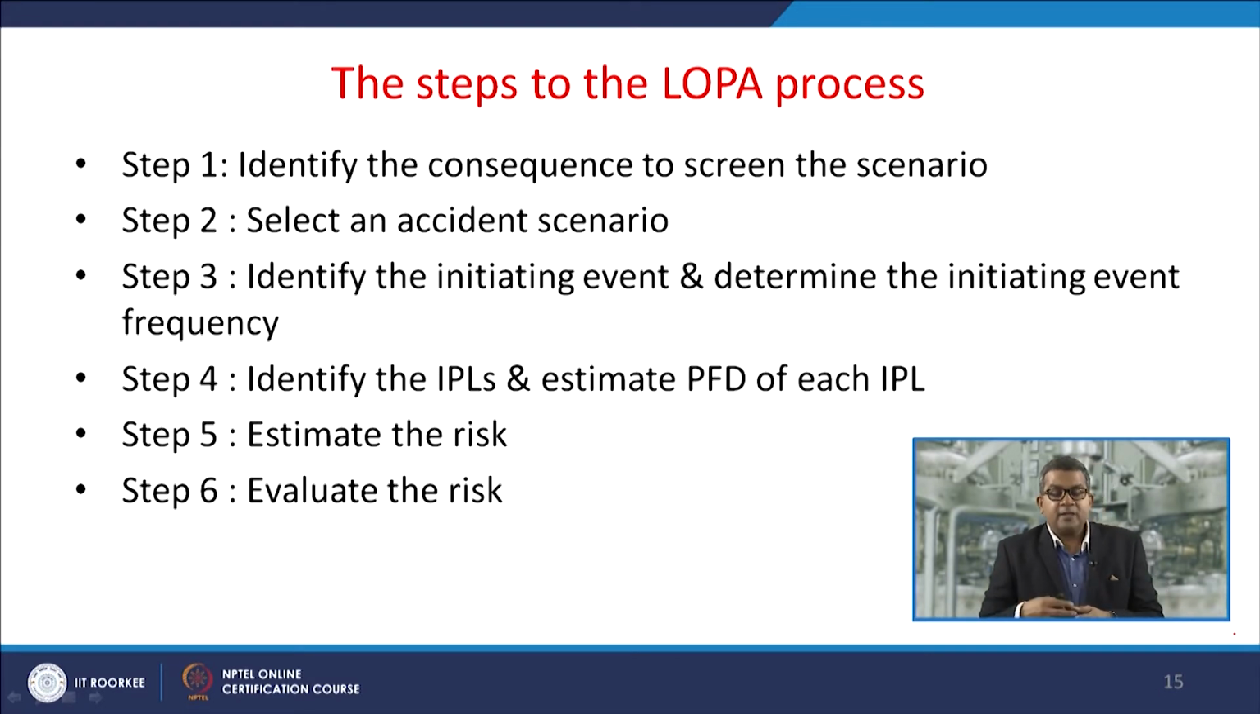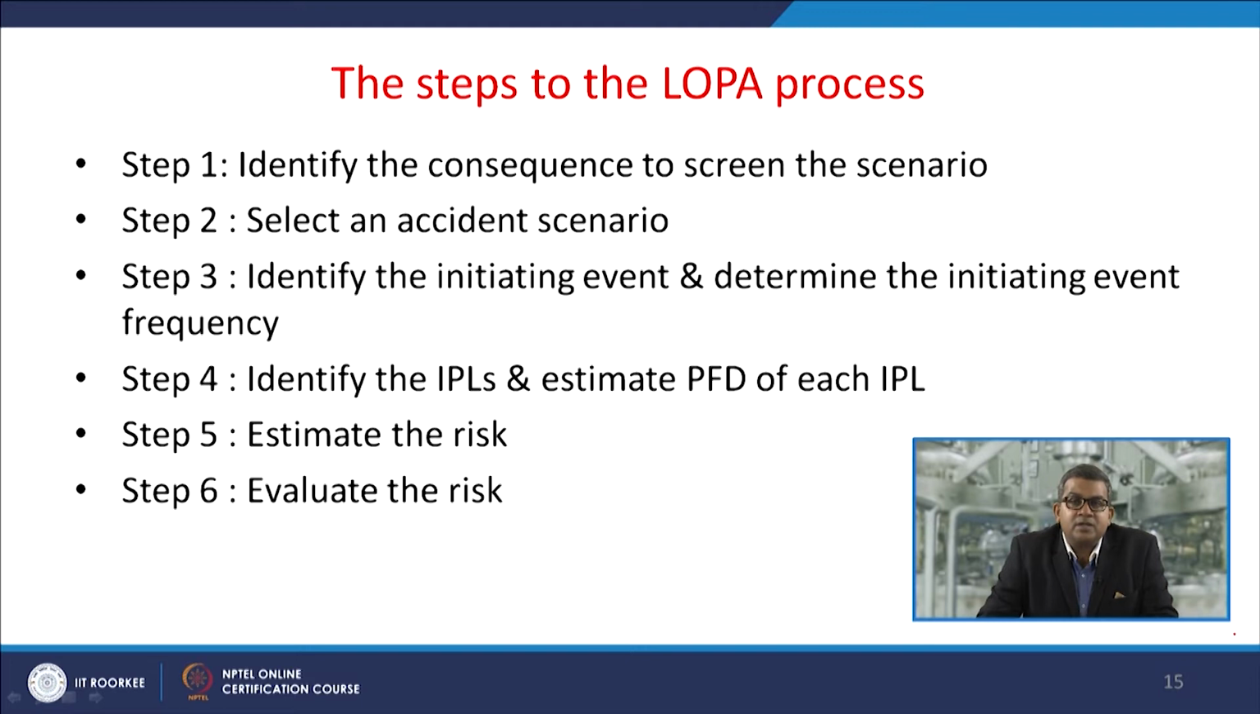Now, there are various steps associated with the LOPA process. We have listed all those steps. Step one is to identify the consequence to screen the scenario, because there may be several consequences. Then you need to shortlist or screen the scenarios. Then step two is to select an accident scenario. So you will have different scenarios, and then you need to pick the accident scenario, because there may be certain process-related scenarios, certain safety-related scenarios, and certain environmental-related scenarios. So you need to select an accident scenario.